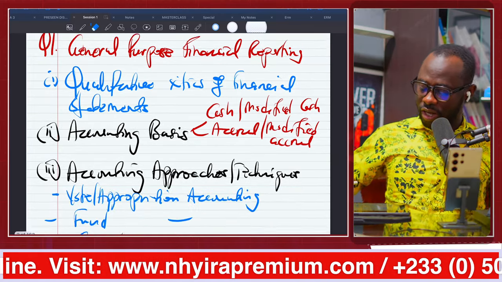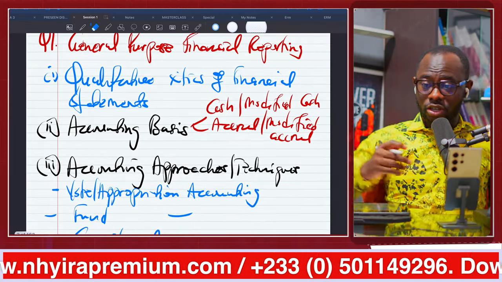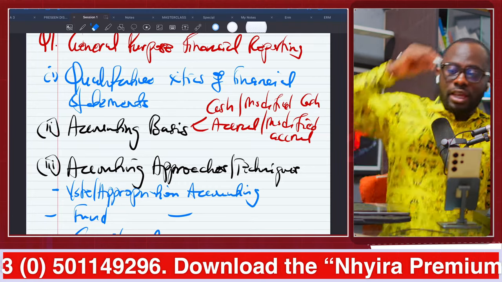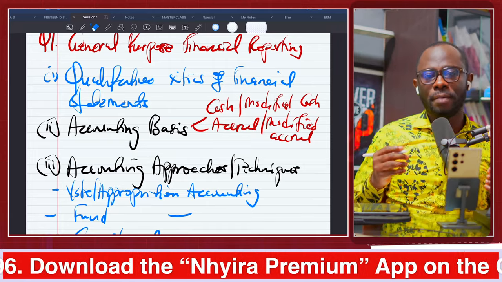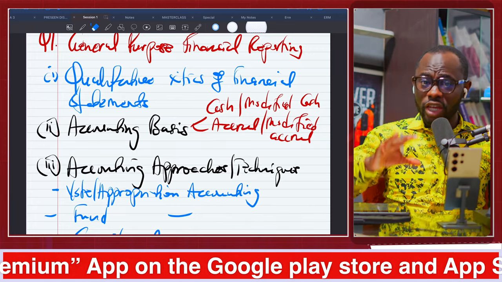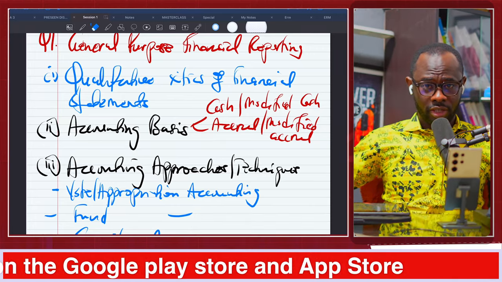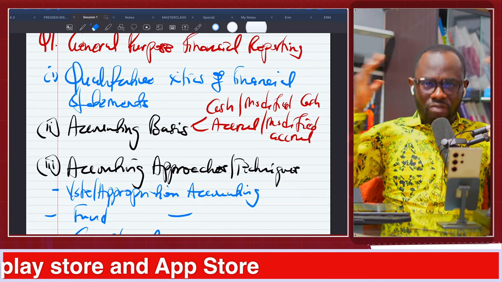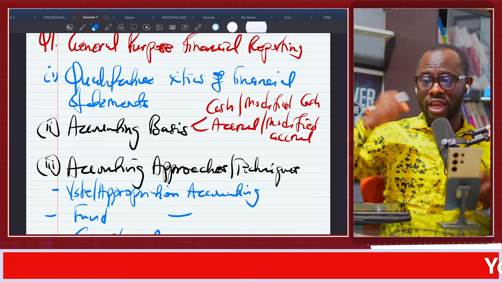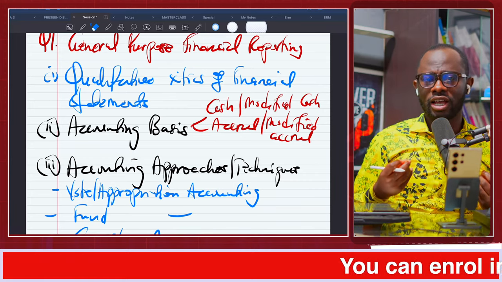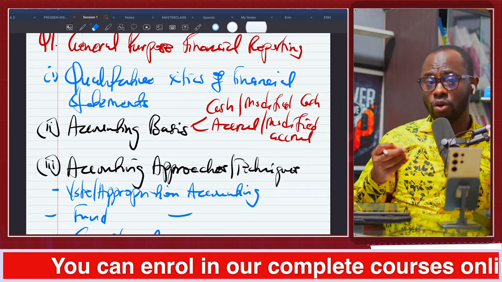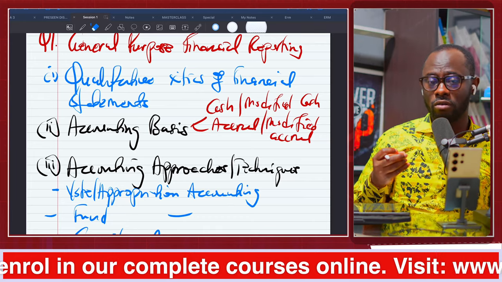Then we go to the second part, which is my favorite area, and that is going to be accounting basis. If you remember, we said accounting basis has to do with the recognition of revenue and expenditures. Simple. When we are asked about accounting basis, it's about how the entity recognizes revenue and expenditures. And so under the accounting basis, we have the cash basis, the modified cash basis, the accrual basis, and then the modified accrual basis.